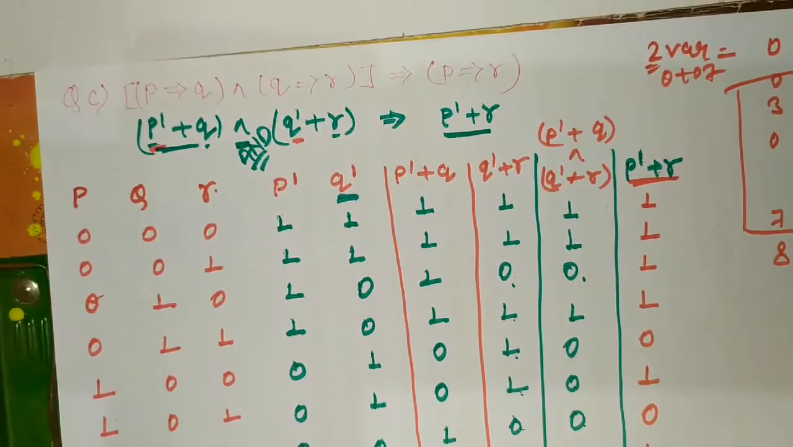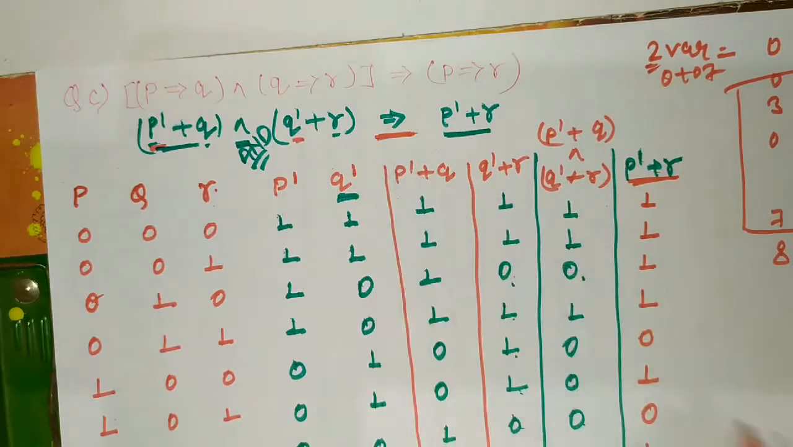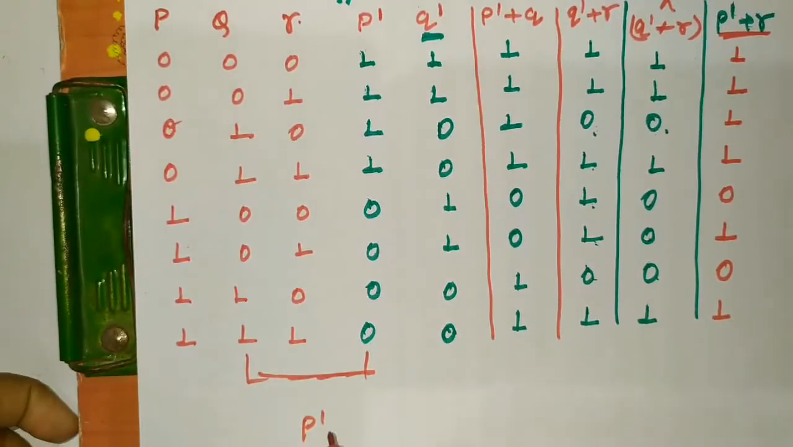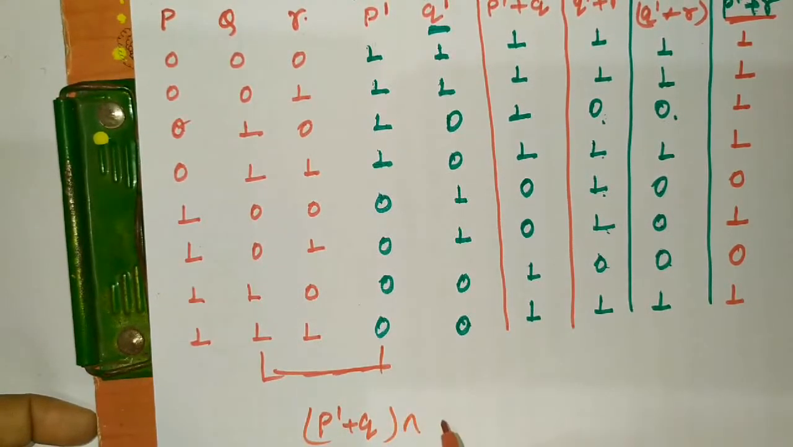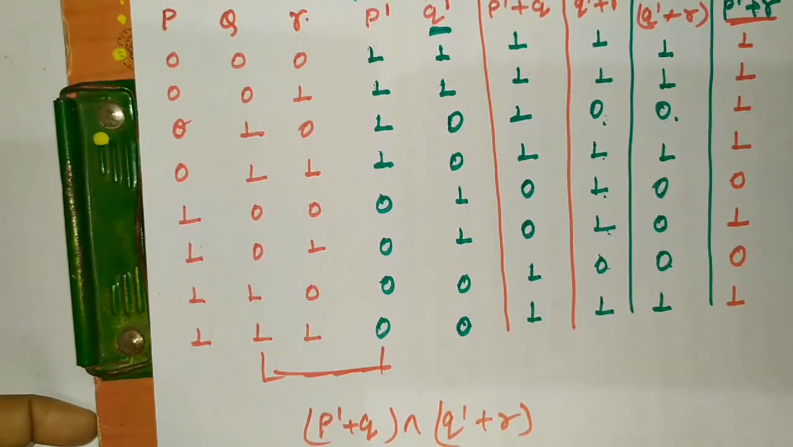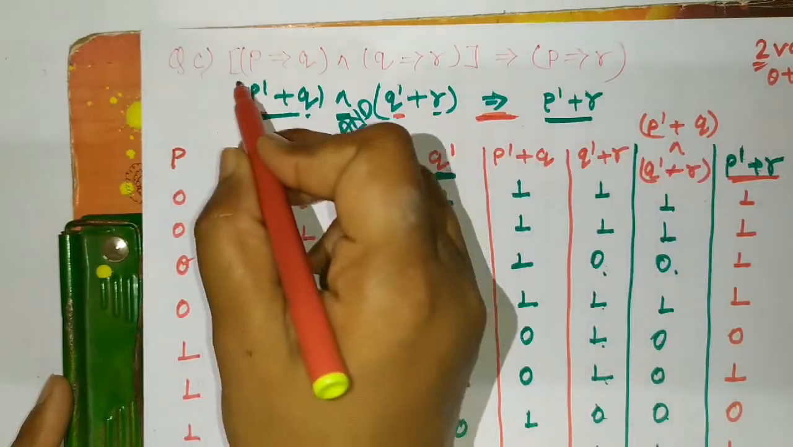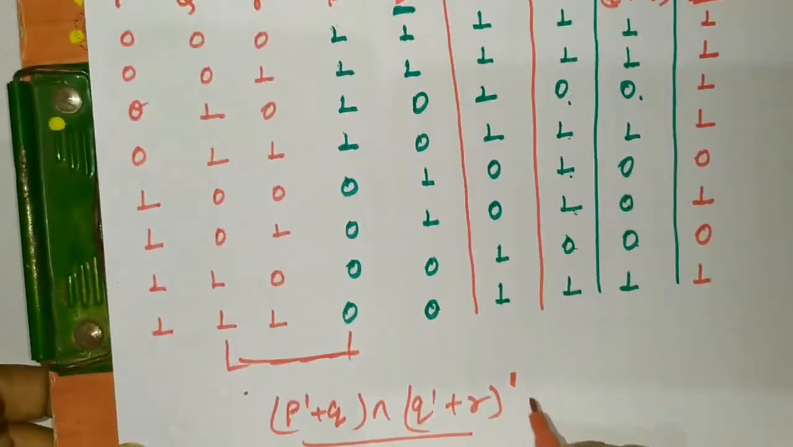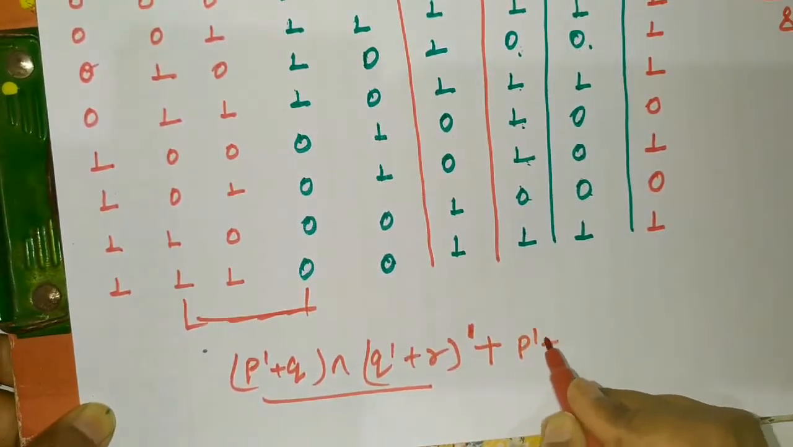Then we have to solve this sign. What is the meaning of that sign? That means P dash plus Q into Q dash plus R. This is the question. The arrow means the dash of the first operand. Then in the place of the arrow we have to put add. Then P dash plus R. Then we have to write P dash plus R.